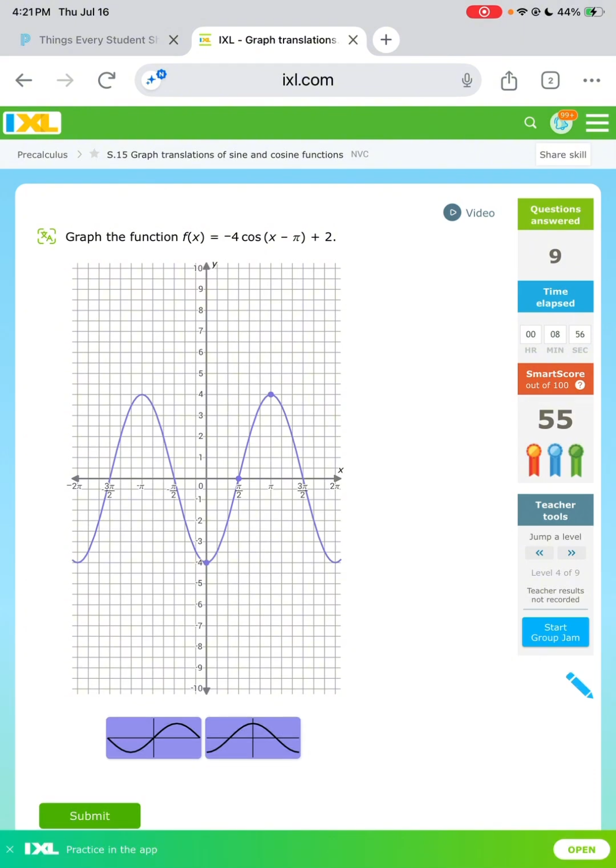Now it's pretty easy from here on out because now we're just following the same transformations as before. Because the minus pi inside with the x is going to move it right 180, and the plus 2 is going to move it up 2 units. So let's go ahead and move it right 180. Let's move it up 2 units, and that should be my graph.